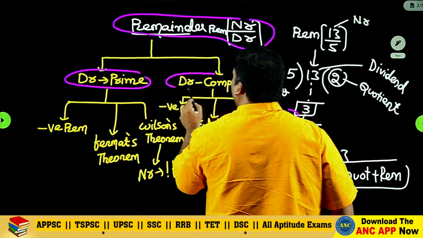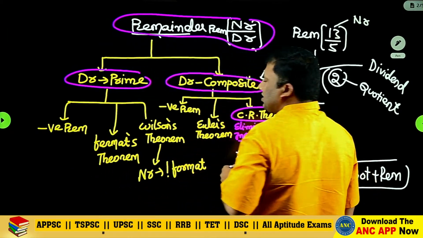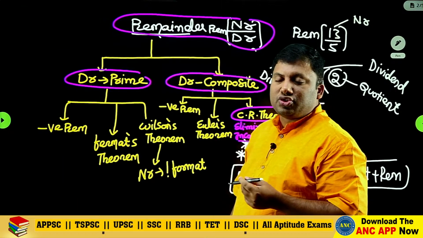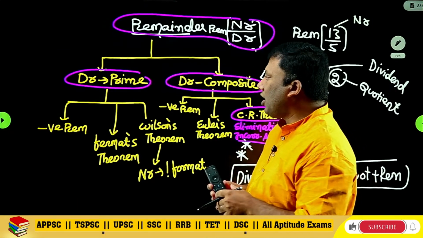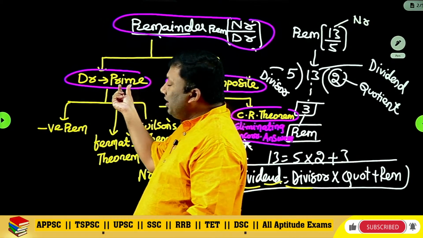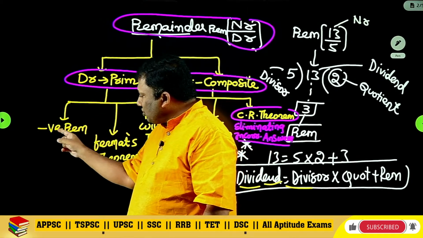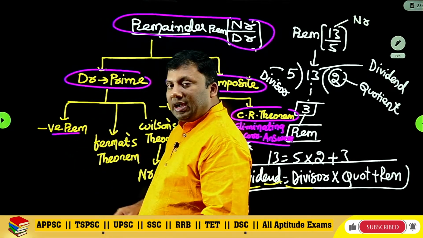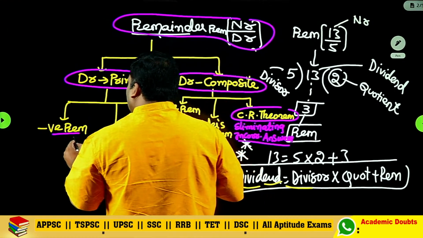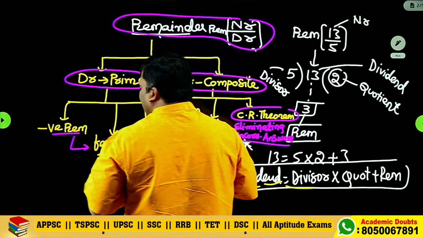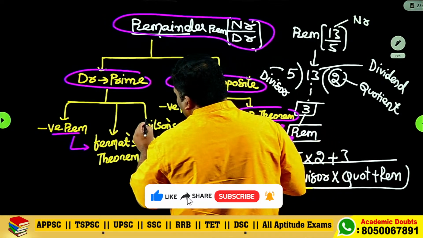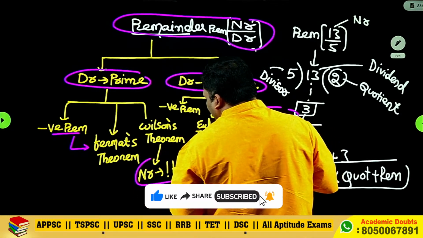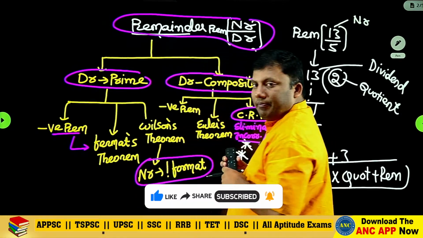The denominator can be a prime number, or the denominator can be a composite number. Only two cases are there. The denominator is a natural number, and a natural number will be either prime or composite. If the denominator is a prime number, the first method is negative remainder. If it is taking a little more time, I will get into Fermat's theorem. If the numerator is in factorial format, I will use Wilson's theorem.